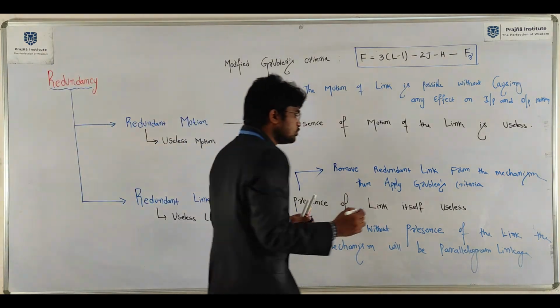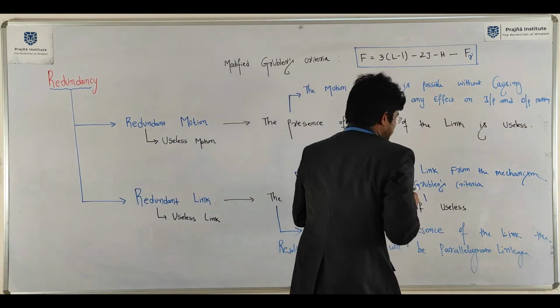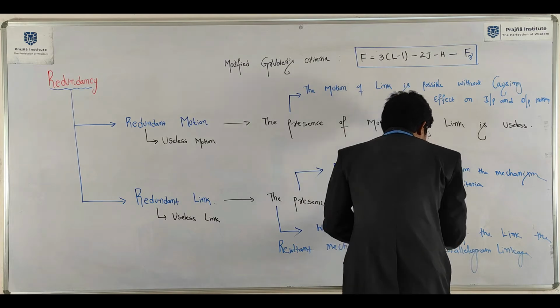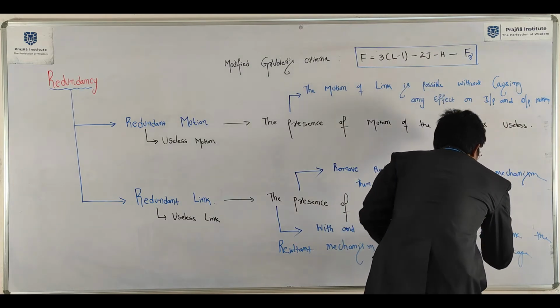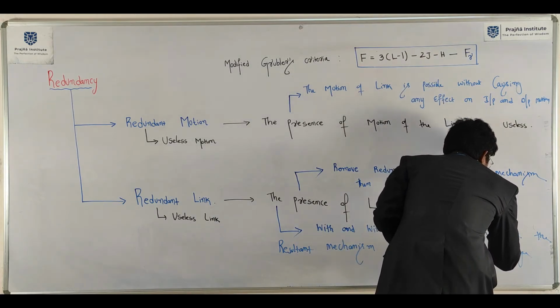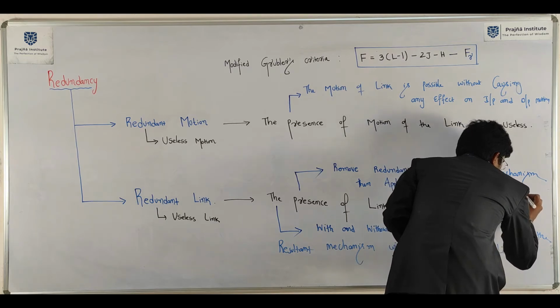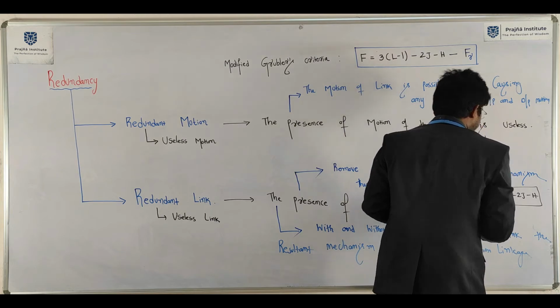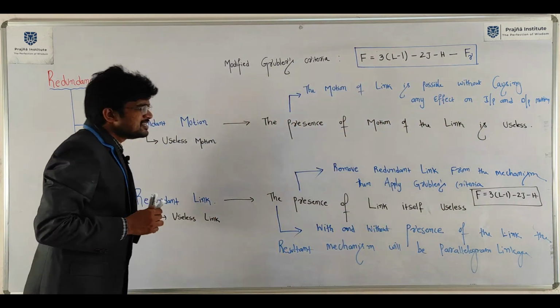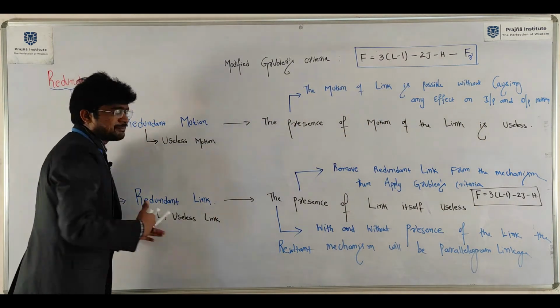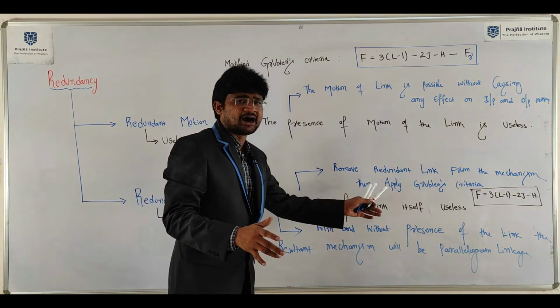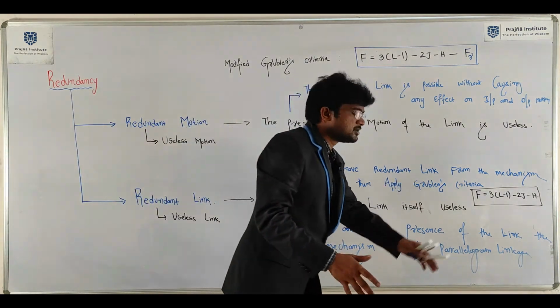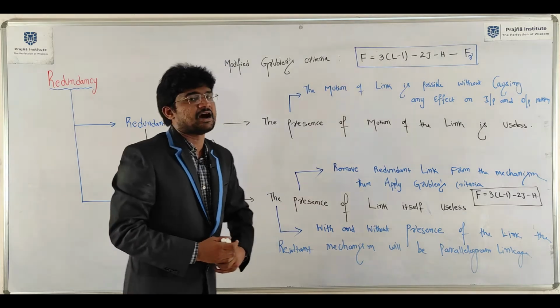Okay, here we need to use the normal Grubler's criteria expression. That is, F equals 3 into (L minus 1) minus 2J minus H. Here we are not focusing on redundant degree of freedom. Whenever you see a redundant link in the mechanism, just remove that link. Then apply Grubler's criteria to determine degree of freedom.